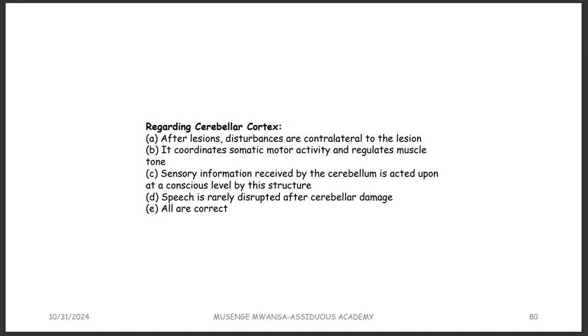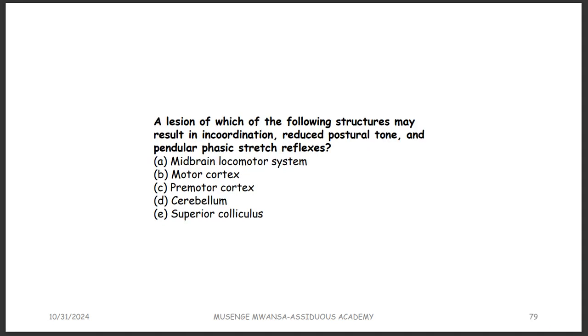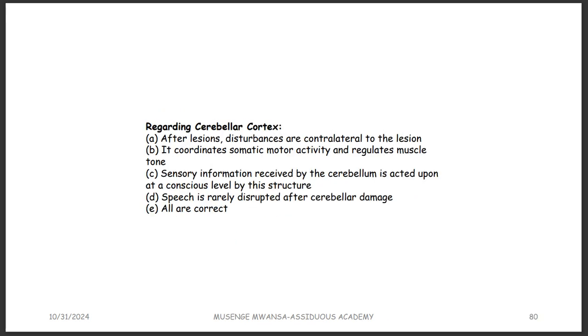Okay, so here our doc has picked B, and that's correct. But let's look at the other options. Is there any answer that someone knows? Okay, this option is correct. After lesion, disturbances are contralateral to the lesion, sensory information received by the cerebellum is acted upon at a conscious level. Speech is rarely disrupted after cerebellar damage.